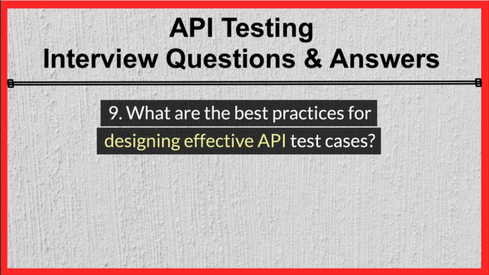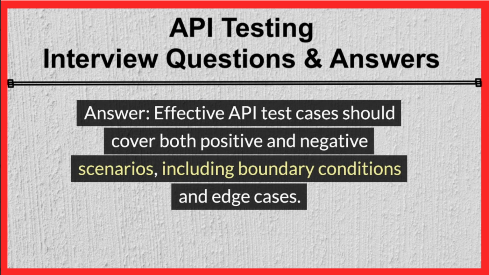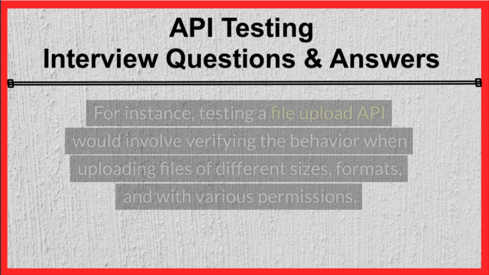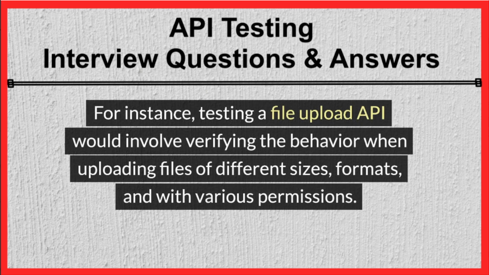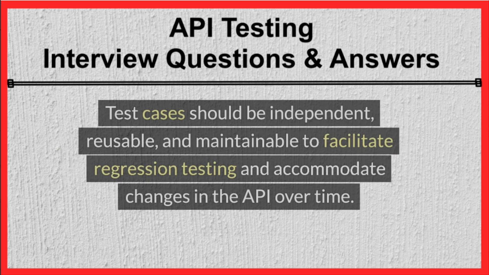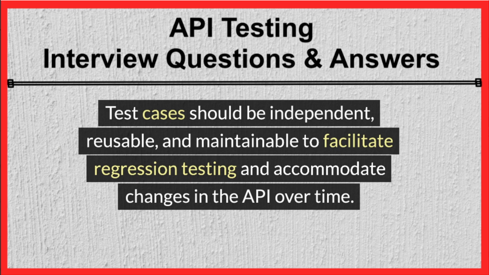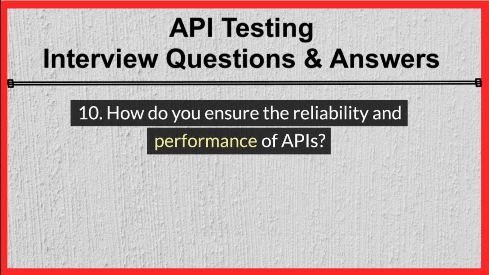9. What are the best practices for designing effective API test cases? Answer. Effective API test cases should cover both positive and negative scenarios, including boundary conditions and edge cases. For instance, testing a file upload API would involve verifying the behavior when uploading files of different sizes, formats, and with various permissions. Test cases should be independent, reusable, and maintainable to facilitate regression testing and accommodate changes in the API over time. 10. How do you ensure the reliability and performance of APIs?